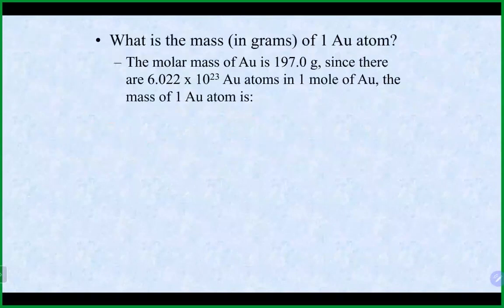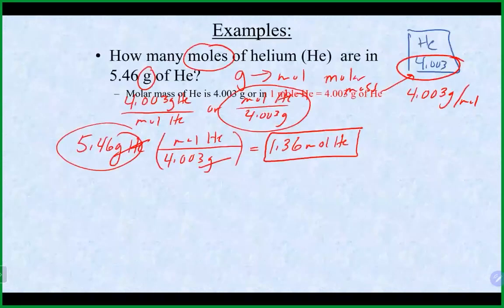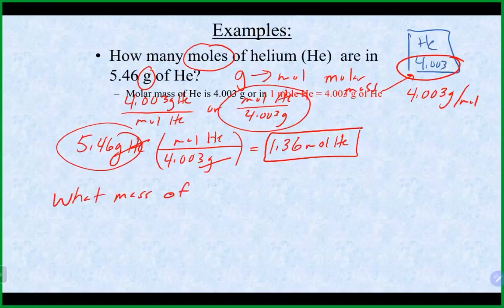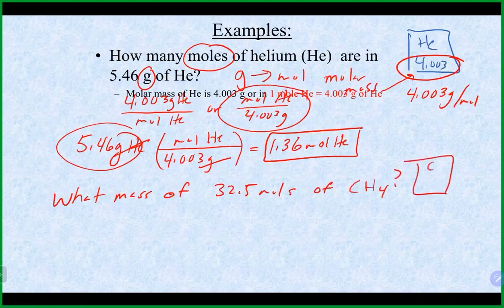So why don't we try this one here? What is the mass in grams of, actually, let's do this one. Let's do one here first. What is the mass of 32.5 moles of CH4? So carbon is 12.01. Hydrogen is 1.008. All right, give it a go, see what you come up with in this case.